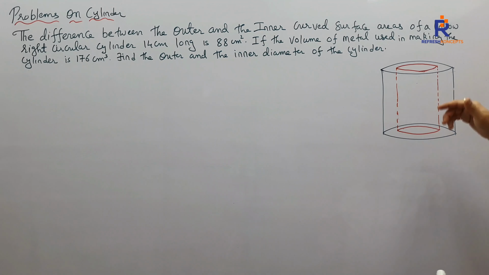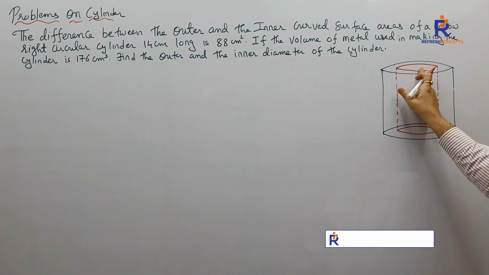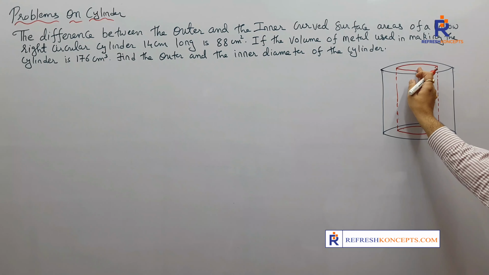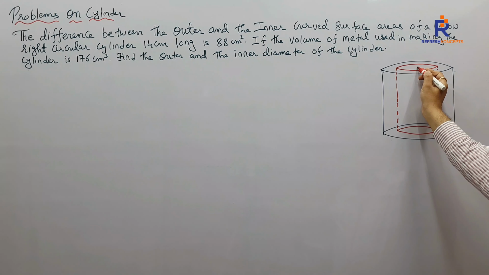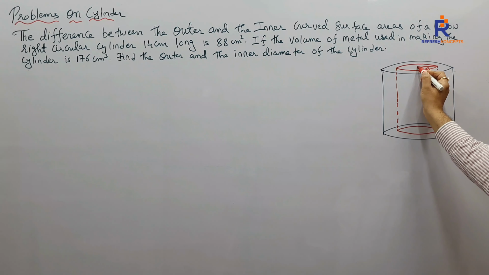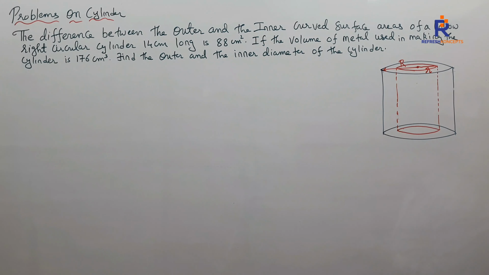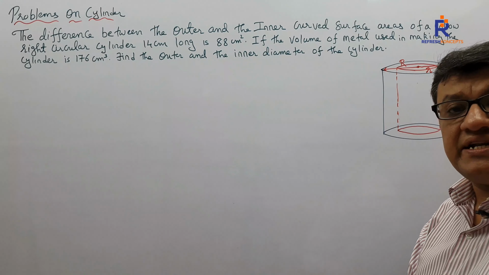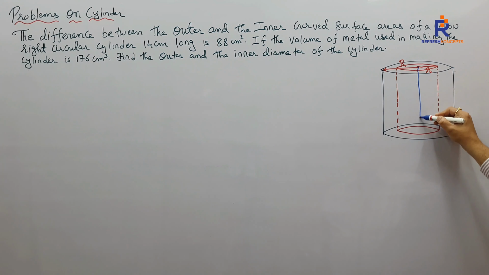Now what is going to be the difference actually? The difference will be nothing but in the radius. So the inner cylinder will have a small radius and the outer cylinder will have a bigger radius. Let me say the inner cylinder has radius equal to small r and the outer cylinder has radius equal to capital R. Now the height being given to me is 14 centimeter.